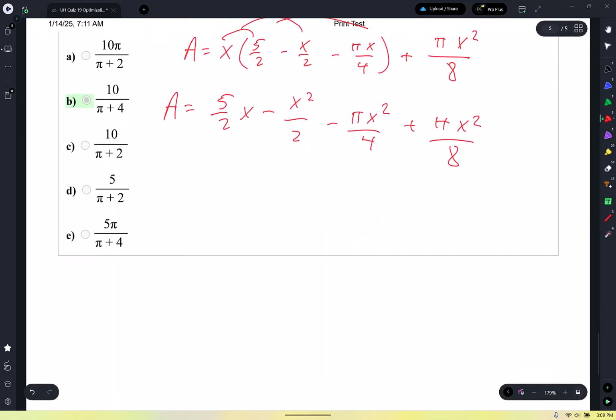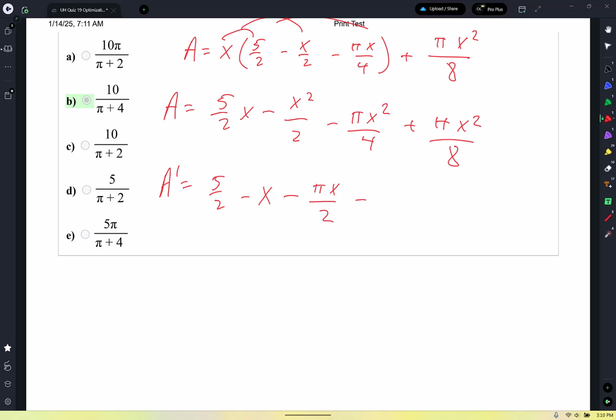So here we go. I already got everything in terms of x. A prime equals 5/2 minus 2x over 2, so that's just going to be x, minus 2 pi x over 4. 2 goes into 4 how many times? So pi x over 2 plus 2 pi x over 8. 2 goes into 8 how many times? So pi x over 4.